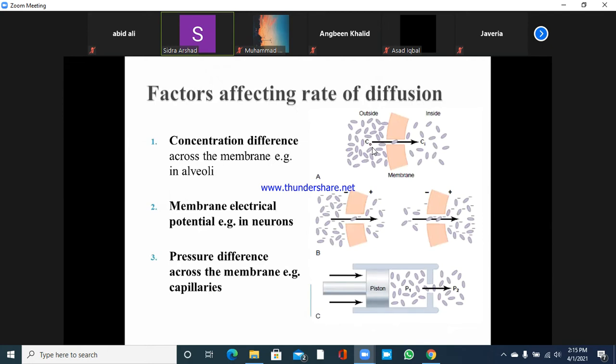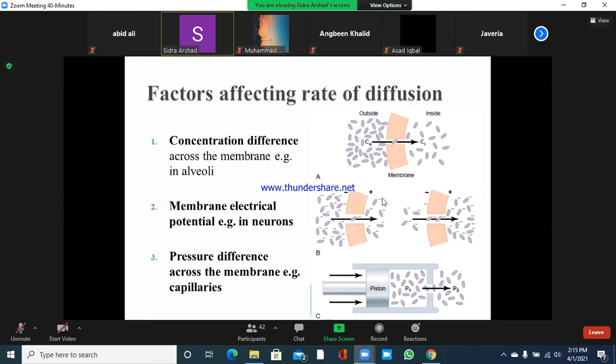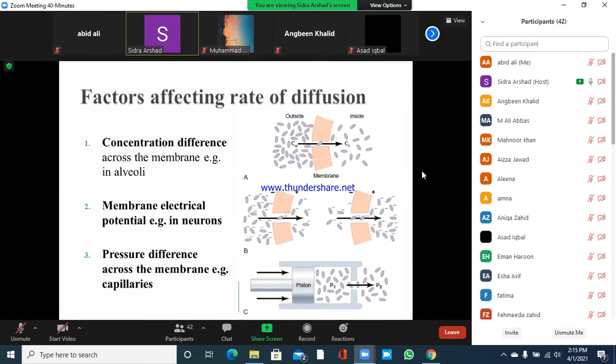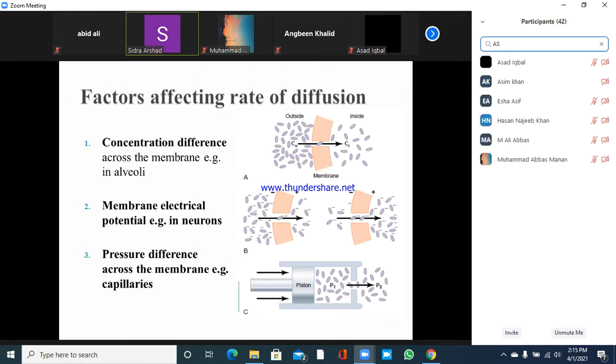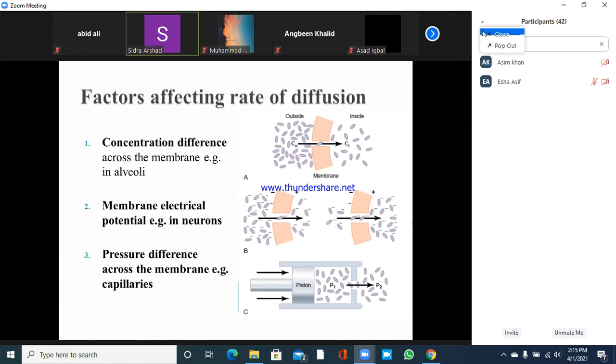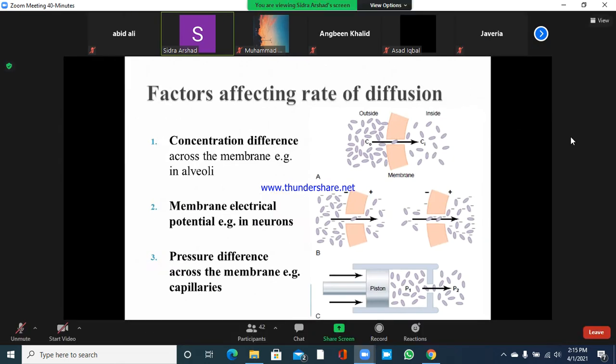So oxygen molecules diffuse into the blood, and at the same time the carbon dioxide, whose concentration is higher in that blood, diffuses into the alveoli. So that's how, because of this concentration difference of these gases, they diffuse either from the alveoli to the blood or from the blood to the alveoli.